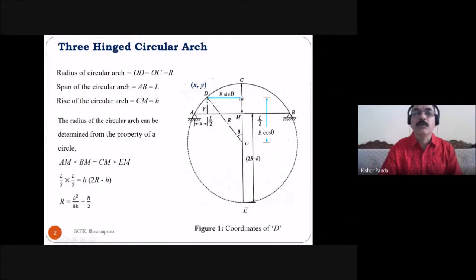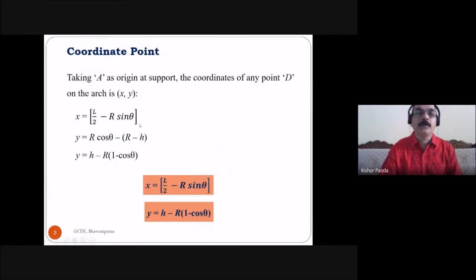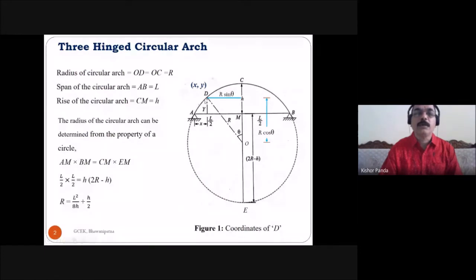This length is equal to R sine theta. You know the AM length is L by 2, and here this length is R sine theta. So what is the length X? X is equal to L by 2 minus R sine theta. So this is the X coordinate of the point D.